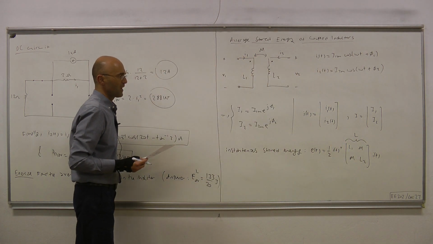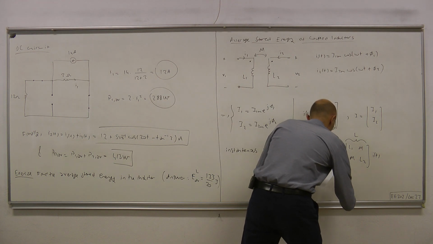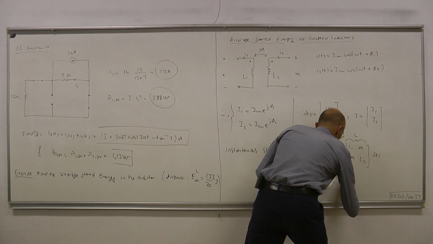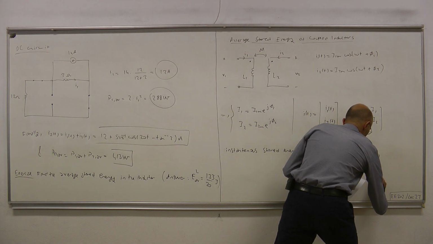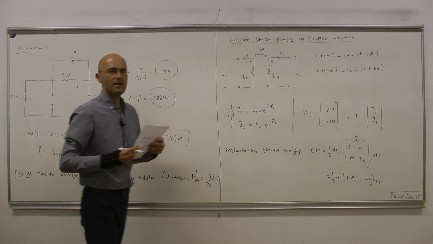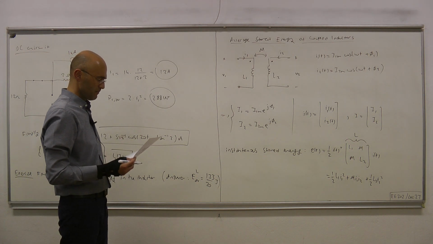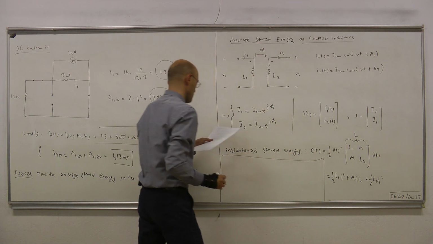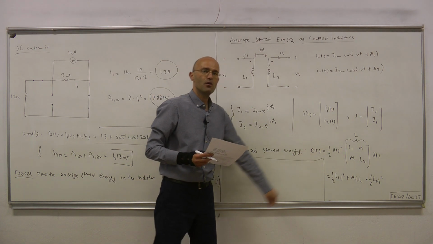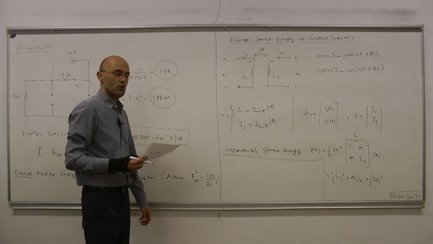Okay, and in open form it reads the following. That equals 1/2 L1 I1 squared plus M I1 I2 plus 1/2 L2 I2 squared. Okay, so that's the instantaneous stored energy in our coupled device. Now the question is, what's the average value of that function E of t?